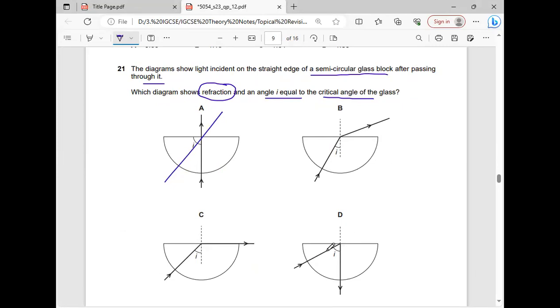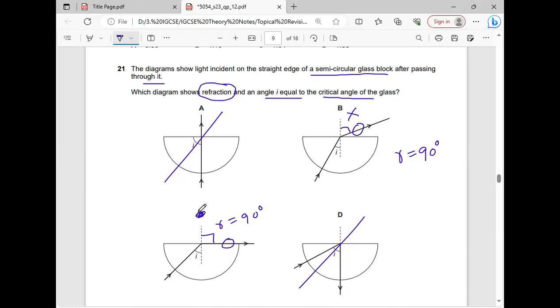And option D, what is happening? There is reflection. Option D is not possible as well. In B, there is refraction, light has changed its path. Now, for critical angle, we know that angle of refraction should be equal to 90 degrees. So, is this equal to 90 degrees? No. And this equal to 90 degrees? Yes. R is equal to 90 degrees. So, it means option C is the correct answer.